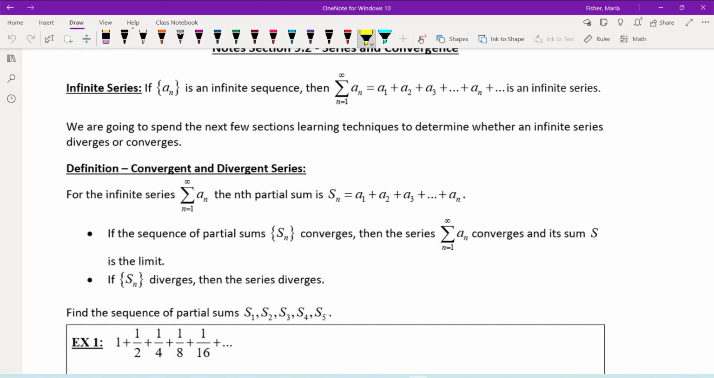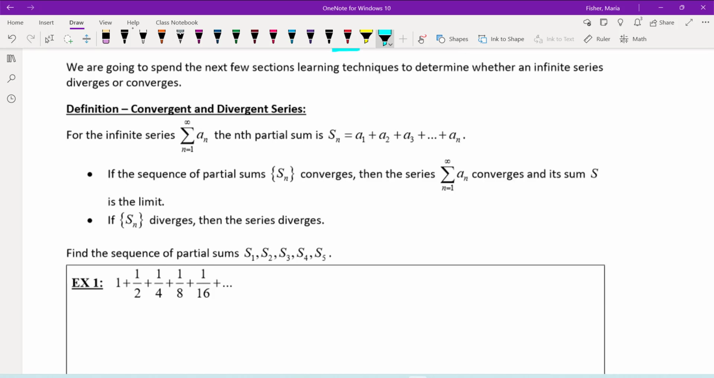Now remember, what we said in section 9.1 is that this is an infinite sequence, so it's a list of numbers. Well, if we take that list of numbers and we sum it from n equal 1 to infinity, we get what's known as an infinite series, which is just an infinite sum. So an infinite sum is just an infinite series. It is taking some formula and adding all the terms together infinitely. We're going to spend the next few sections learning different techniques that are going to help us determine whether a series diverges or converges. Let's talk about the convergence and divergence of a series.